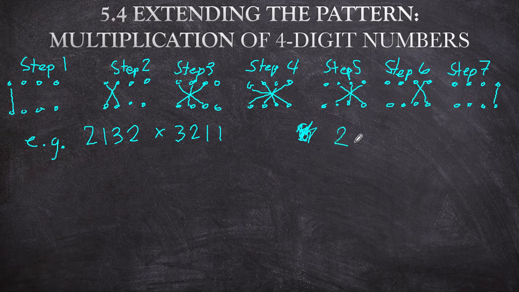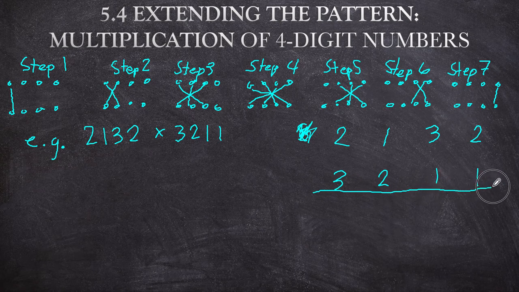What we need is 2, 1, 3, 2. Multiply this by 3, 2, 1, 1. So obviously these numbers are quite small, just to illustrate that the sutra works. Okay, 2 times 3, it's going to give us 6.